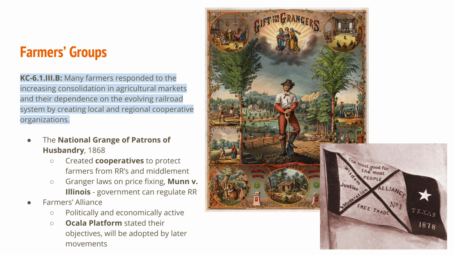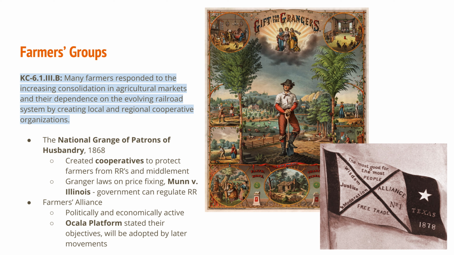They're calling for stuff like the regulation of railroads, the direct election of senators, and so all of these things in their platform are going to be adopted by other movements with similar mindsets. So we're thinking about the populists that we're going to see later on in the period.